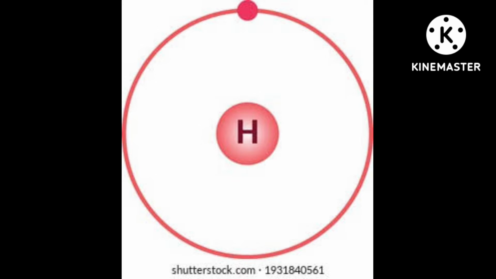When an electric discharge is passed through gaseous hydrogen, the H2 molecules dissociate and the energetically excited hydrogen atoms produced emit electromagnetic radiation of discrete frequencies. The hydrogen spectrum consists of several series of lines named after their discoverers.